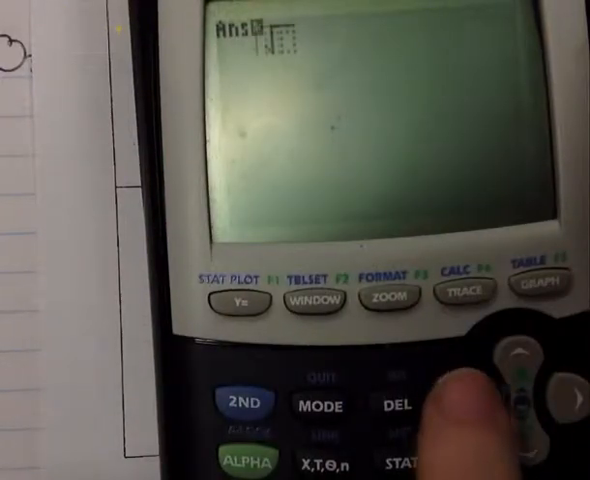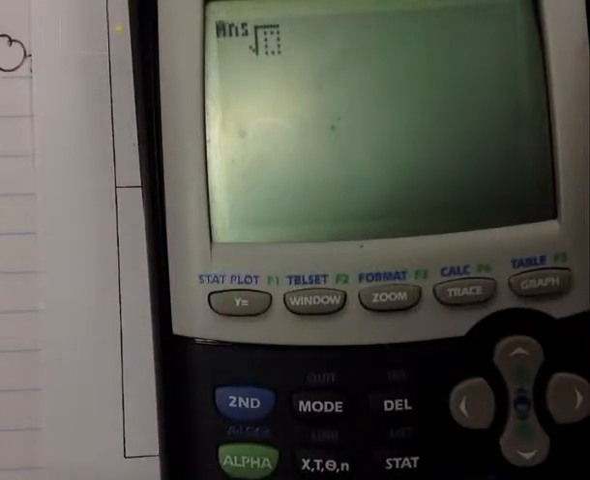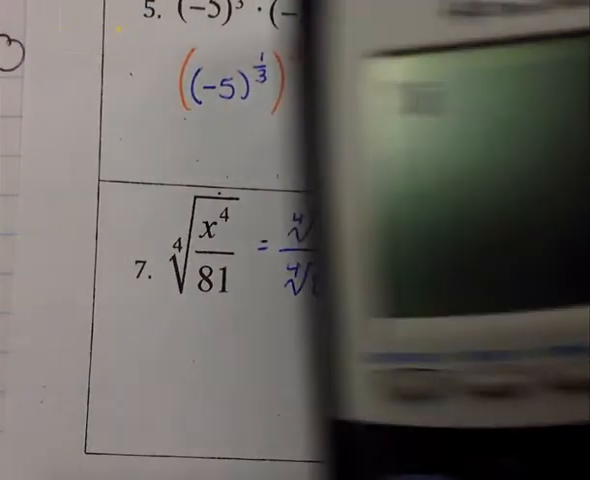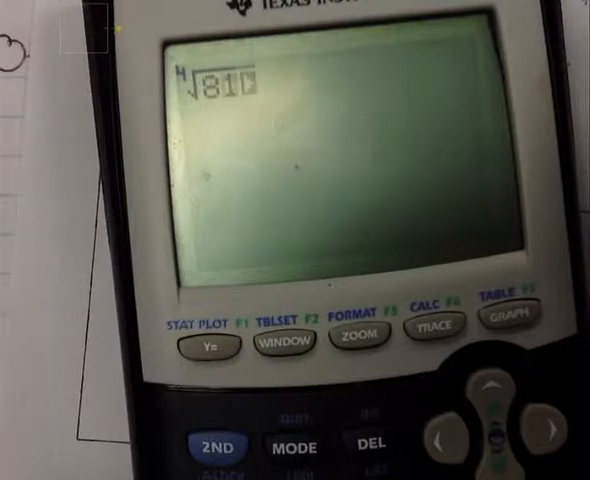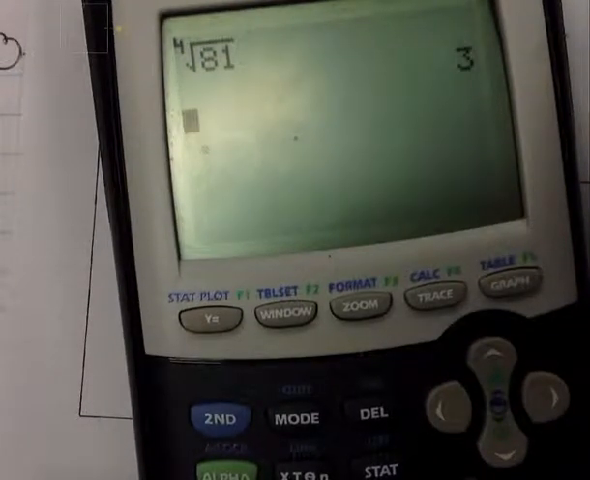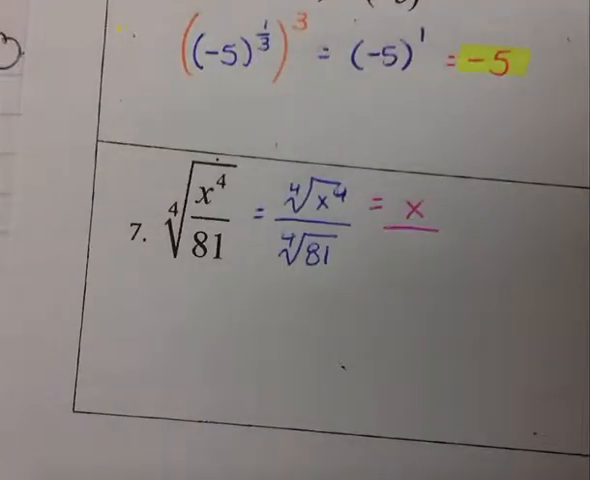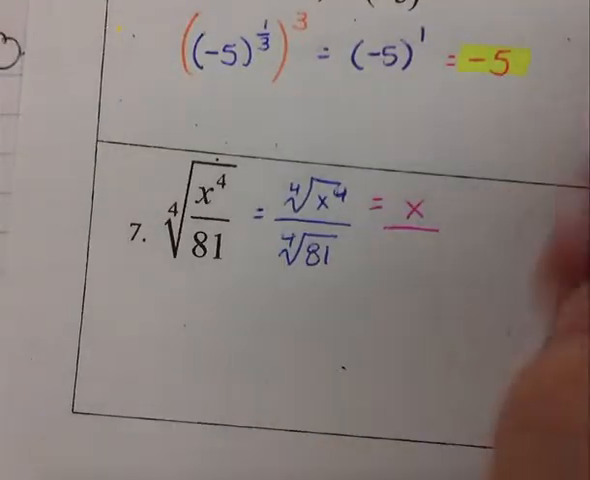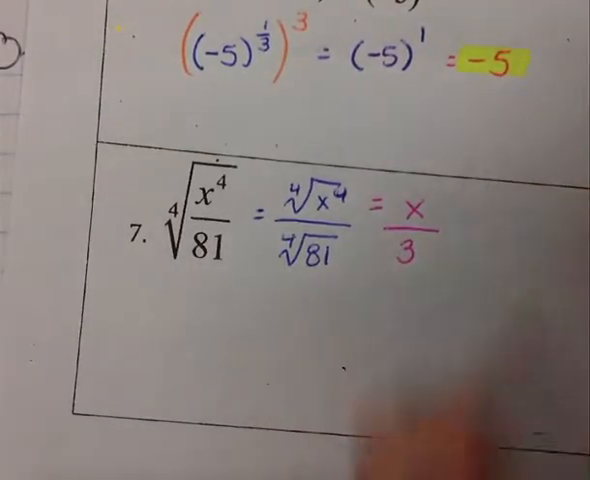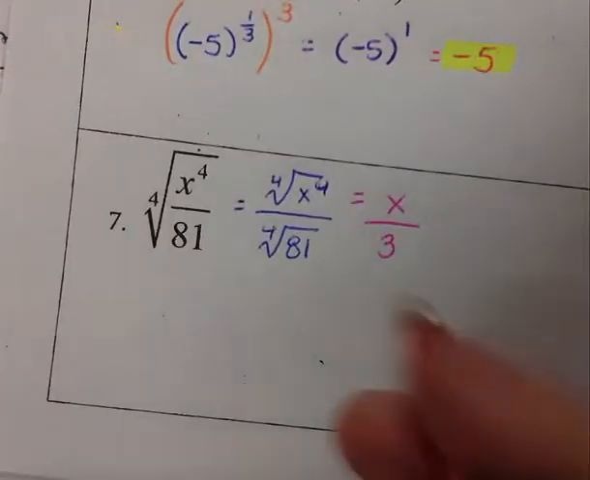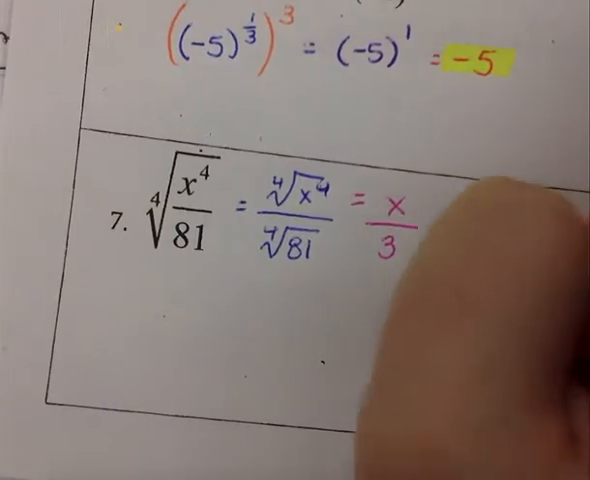I can actually go over to here and change it to be a 4. And then I want to type in the radicand of 81, and see if it gives us a nice number. And it gives us 3. That means that the fourth root of 81 is just 3. So on here, instead of having the fourth root of 81, I can just put 3. So x over 3 stays as just x over 3. So this is our answer, x over 3.